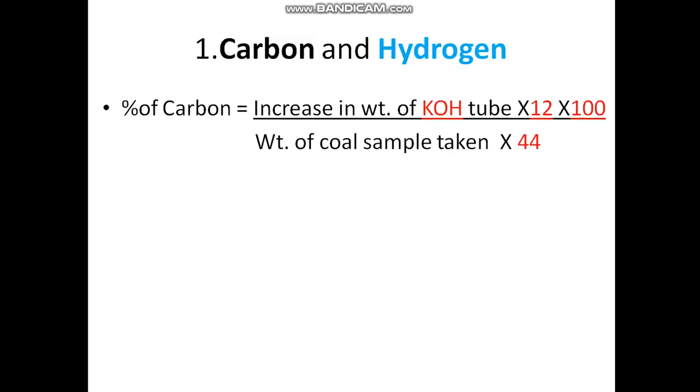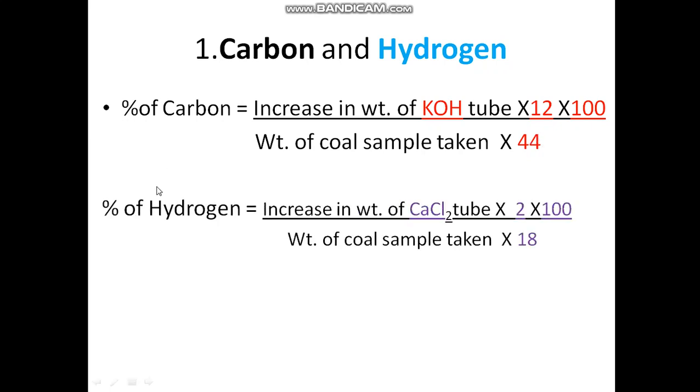So, how we are going to calculate the weight? The percentage of carbon is equal to the increase in the weight of the KOH tube. So after filling it with the carbon dioxide, we are going to take the weight of that tube multiplied by 12, that is the weight of the carbon, into 100 upon the weight of the coal sample taken into carbon dioxide is 44. So we have written here the weight, that is 44.